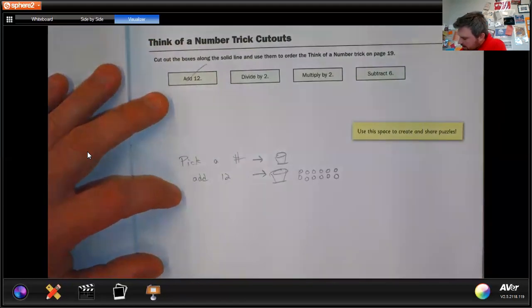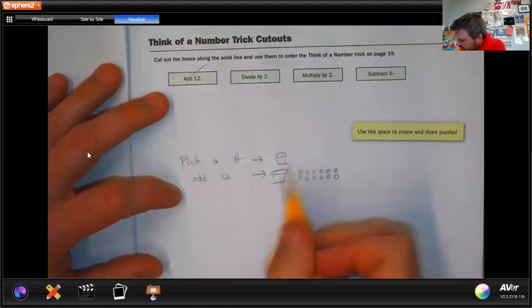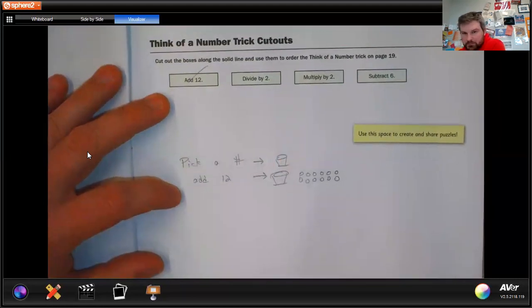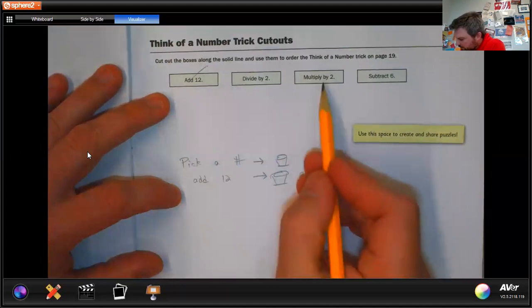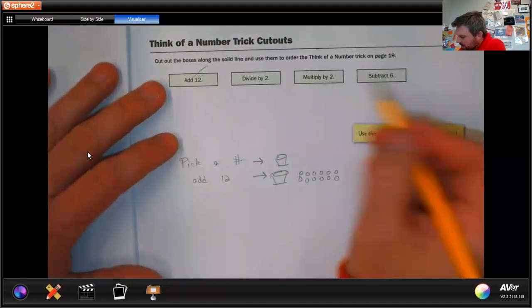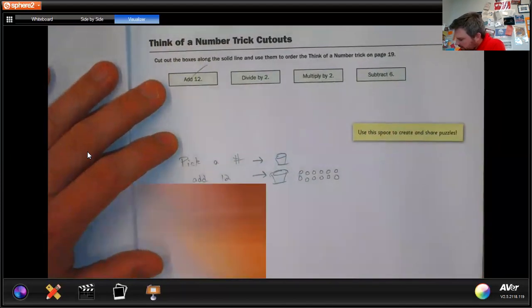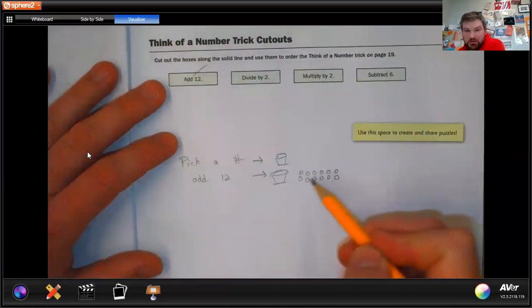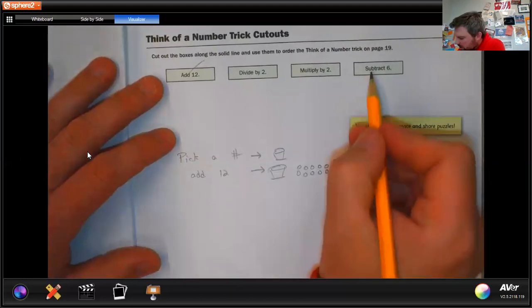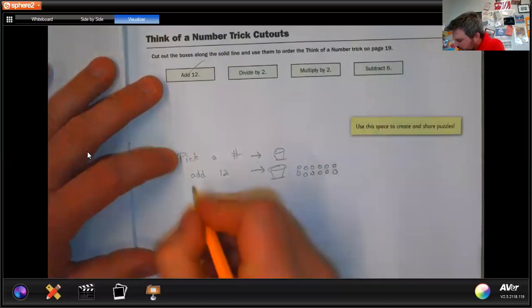Now, the next thing I can do: can I divide by 2? Well, no, this isn't divisible by 2 yet. Maybe I can multiply by 2, or I can subtract 6, either one. Just thinking ahead, if I multiply this by 2, that's a ton of marbles. So maybe let's subtract 6 first and get rid of some of the marbles.